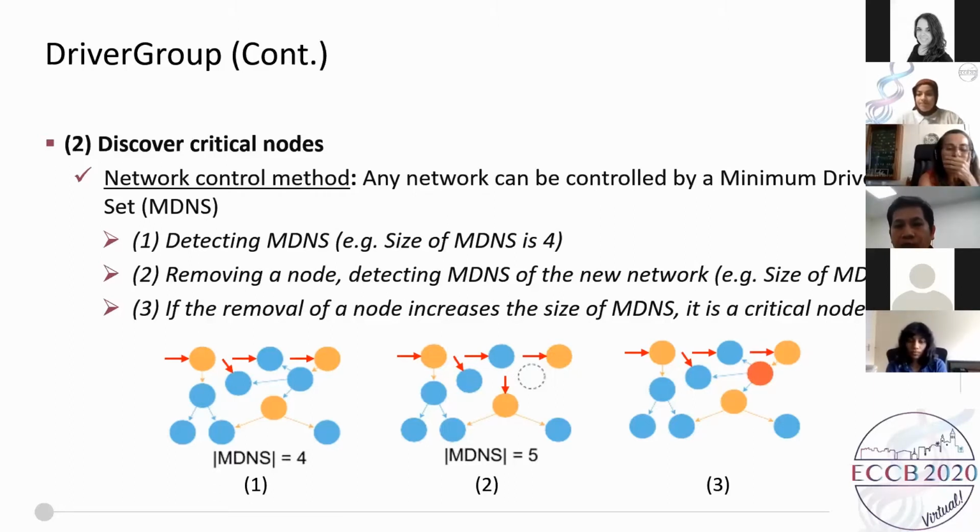If the removal of a node increases the size of the minimum driver node set, we consider the removed node a critical node. The reason is that when a node is removed, it increases the size of the minimum driver node set. It means that we need to interact with more nodes to control the whole network. In other words, the removed node plays a critical role in the network.